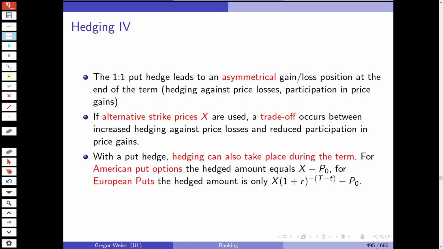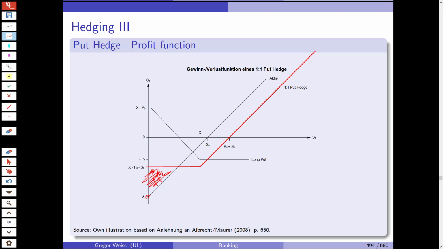Now the one-to-one put hedge leads to an asymmetrical gain or loss position at the end of the term. So you're hedging against price losses, but you also miss out on some potential gains in this area, because if the stock had increased a lot, for example, if you had no put option, you would get this profit.